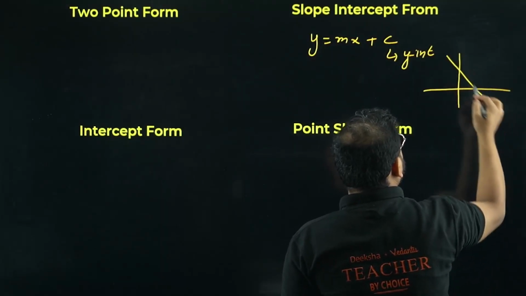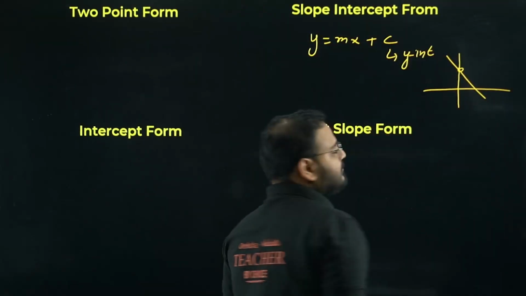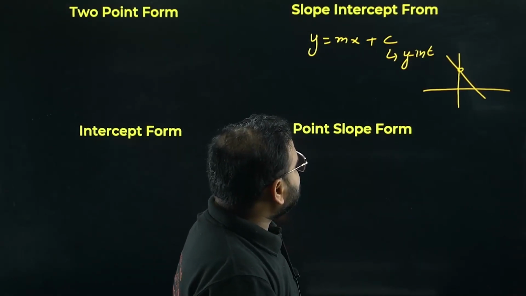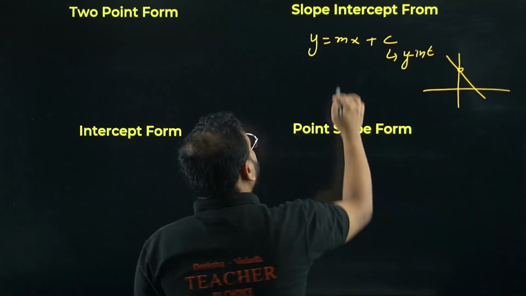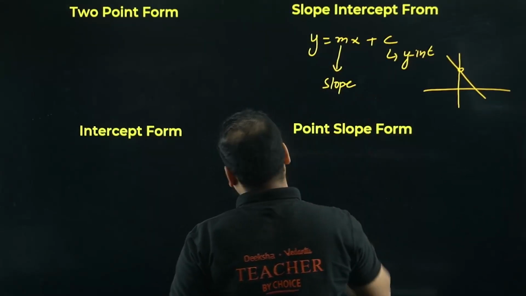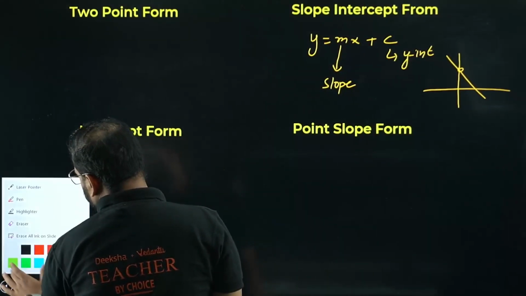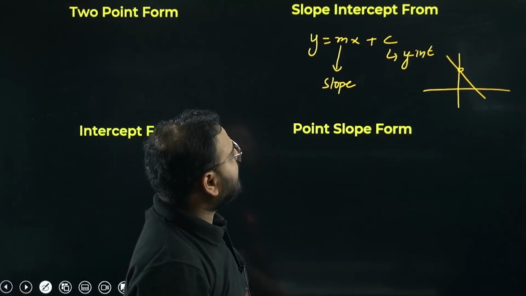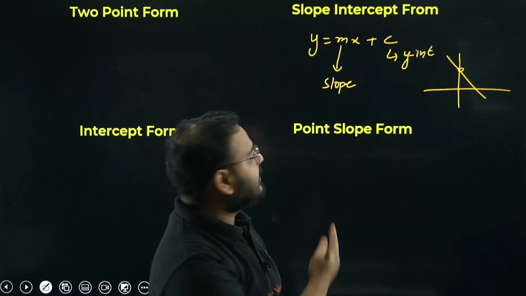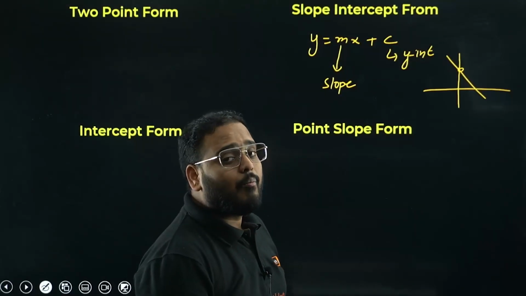Please check. It's going to be value of y. Okay, so we get here y-intercept as c, and m will be your slope. Okay, clear? This is called as slope-intercept form. Whenever this is given, we take that in this form only. Now we have point slope form.